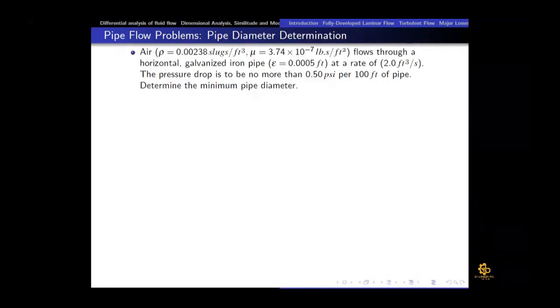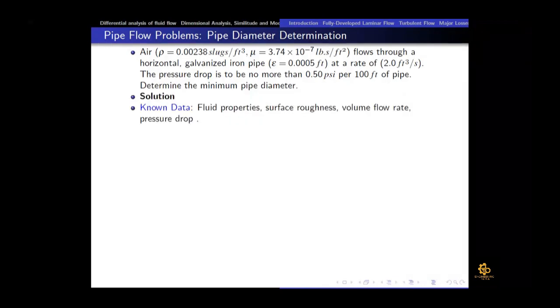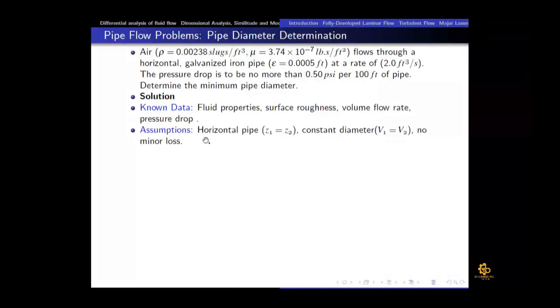First of all, we write down the data which is known to us from the problem statement. Known data is fluid properties, rho and mu. Then surface roughness value, because we need to use epsilon upon D to calculate the friction factor from the Moody chart or Haaland relation. And then volumetric flow rate, that is also given. And then pressure drop per 100 feet of pipe length, which is delta P upon L, that is also given. The assumptions are horizontal pipe, which means that there is no elevation difference, Z1 is equal to Z2.